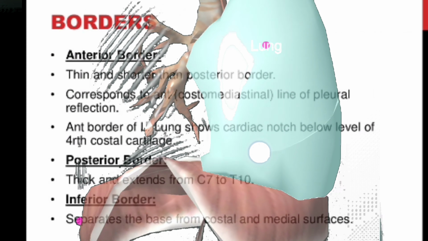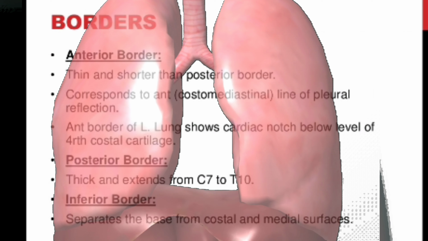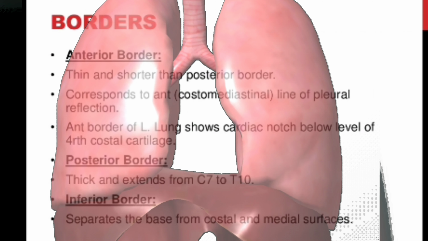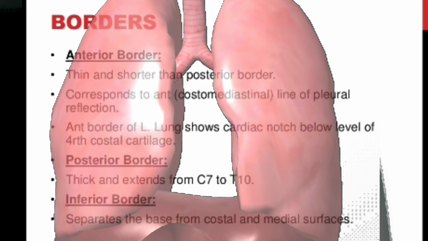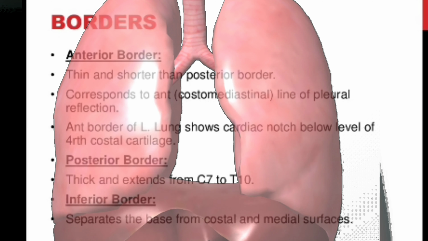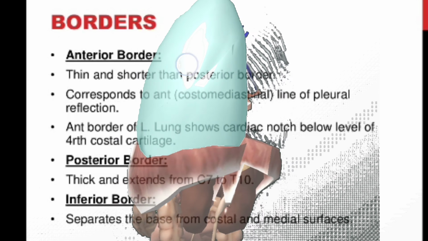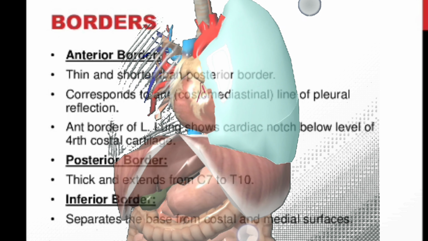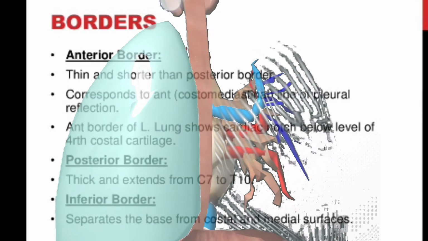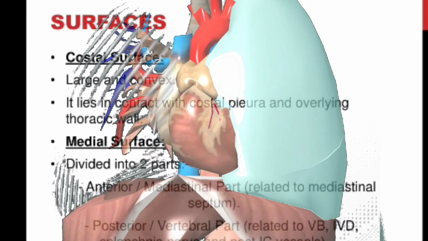Then what about the borders of the lungs? First of all, we will see the anterior border. It is thin and shorter than the posterior border. It corresponds to the anterior line of pleural reflection. The anterior border of the left lung shows a cardiac notch below the level of the 4th costal cartilage. Then the posterior border is thick and extends from C7 to T10. And at last, the inferior border separates the base from the costal and medial surfaces.